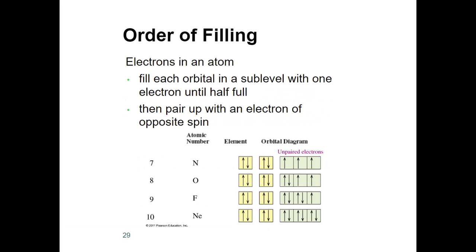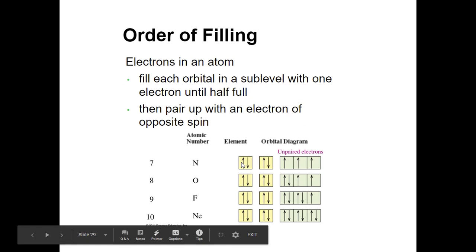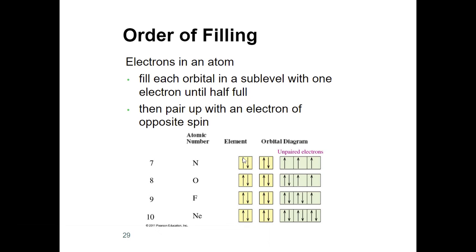Okay, so other elements, nitrogen. Nitrogen has 7 electrons. So top, bottom, 1s2, top, bottom, 2s2, and then 2p3, single, single, single. Okay, so that's what it means.